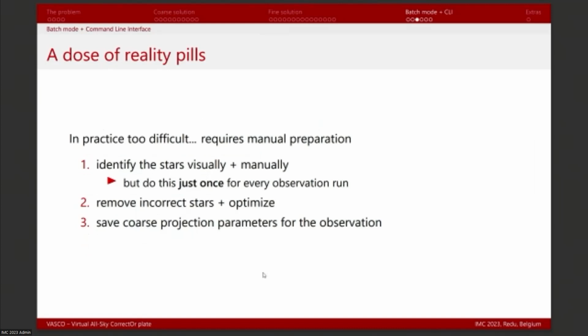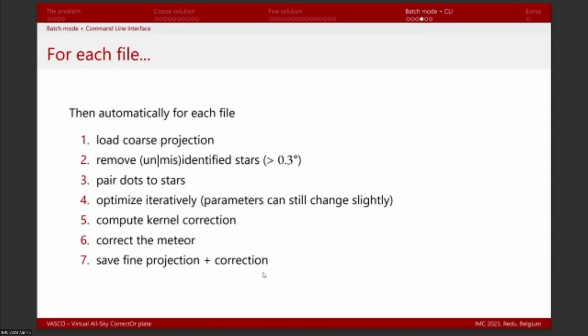For every observation run, this needs to be done at least once. We identify everything manually and save the constants for the station, or, well, after any service task, or if it's moved a bit, it has to be done again. I'm able to do this within 5 minutes, and one of my colleagues who was so lucky to be able to toy with this can do it in a few minutes. And then the program automatically for each file can just load this coarse projection solution and run the entire algorithm, remove the stars, pair the dots to the stars, compute the solution, apply it, and save it to the file.